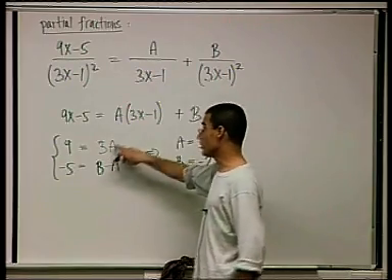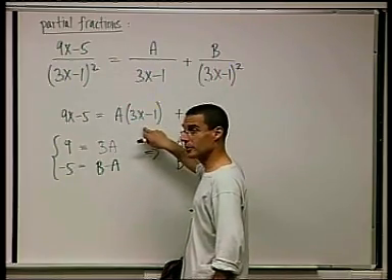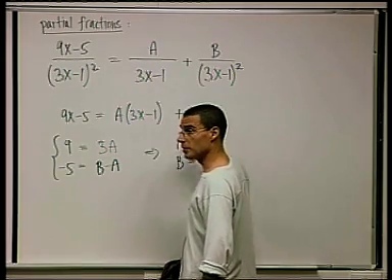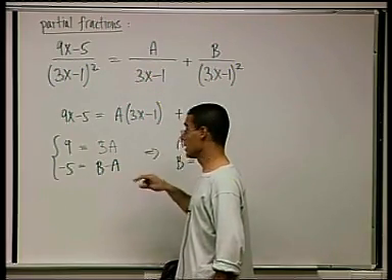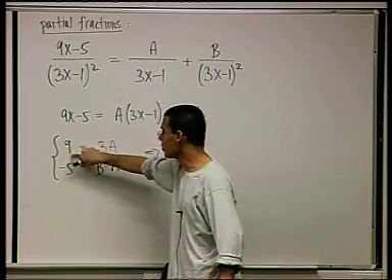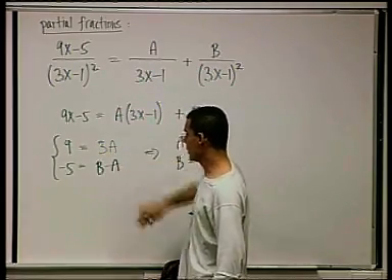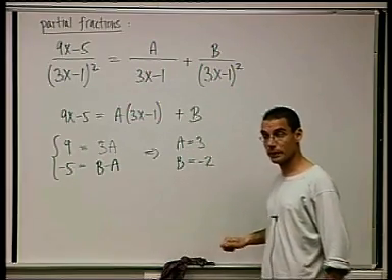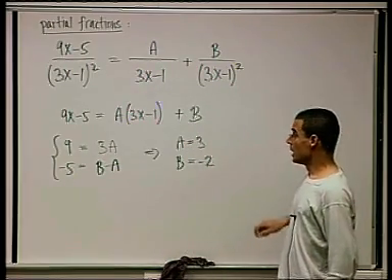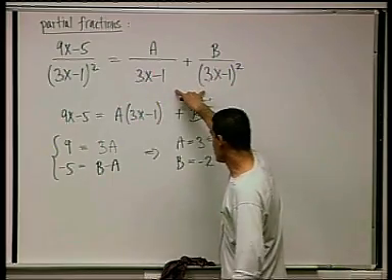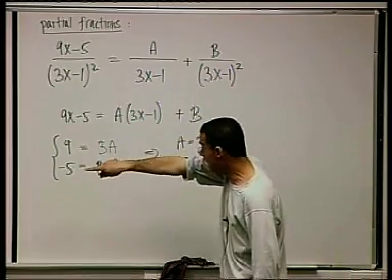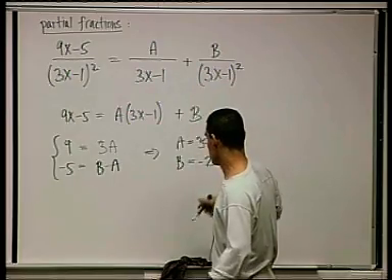Here, because it's the coefficient just of x. B doesn't have x's. B is a free coefficient. So 3a has to equal 9. This is the x coefficients. This is the free coefficients. Okay? So once I broke it like this, I can rewrite that using these.